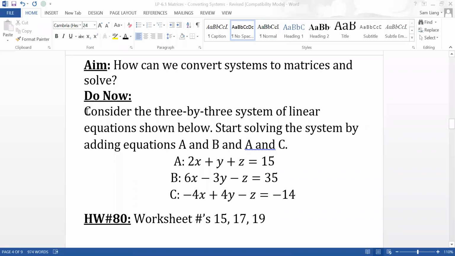For your do now, consider the 3x3 system of linear equations shown below. Start solving the system by adding equations A and B as well as A and C. Okay, I'll give you another 30 seconds. There's a lot of definitions I want to go through today, so just take another 30 seconds, then we'll get to the rest of the lesson.